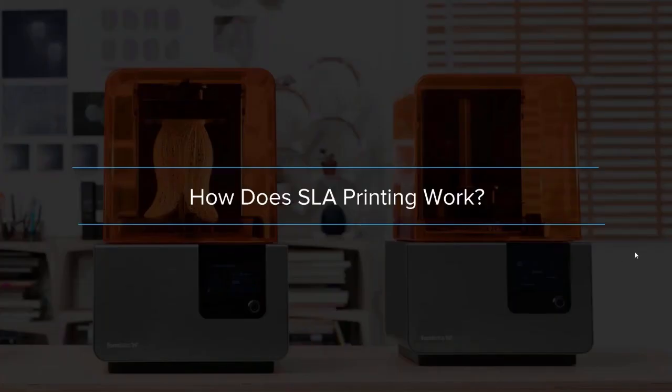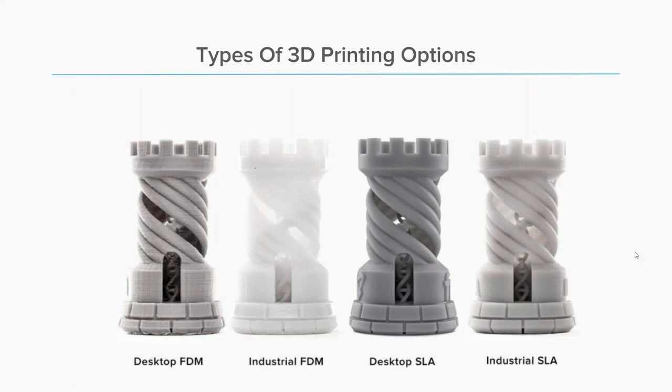So how does stereolithography 3D printing work? First, we're going to look at an example of multiple different technologies. So we can see desktop fused deposition printers over here on the left, industrial FDM printers in the white here, desktop SLA, this is actually a Formlabs part here in gray, and then industrial stereolithography on the far right.